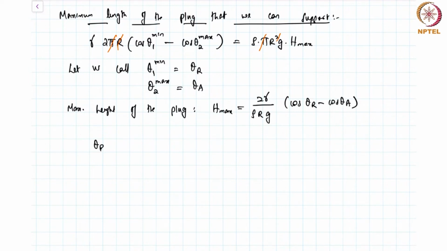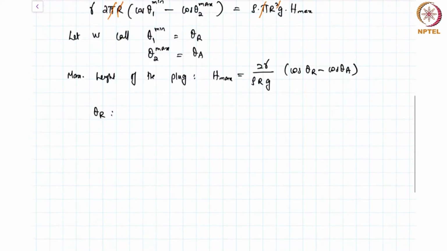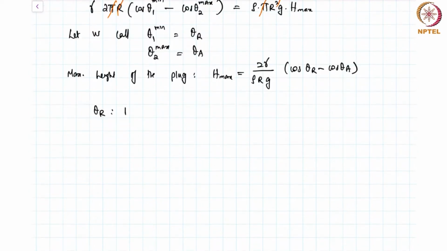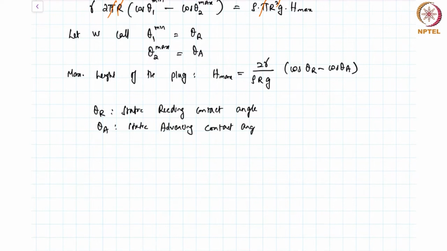So this theta r is called the static receding contact angle. Sorry, I'm making a few mistakes here. And theta a is the static advancing contact angle. So what do I mean by theta 1 min and theta 1 max?